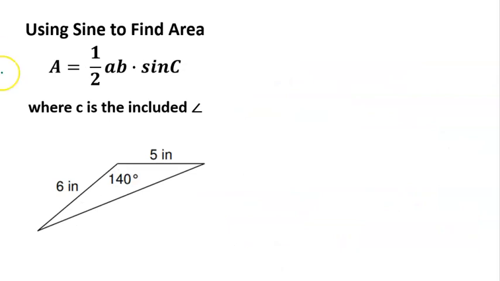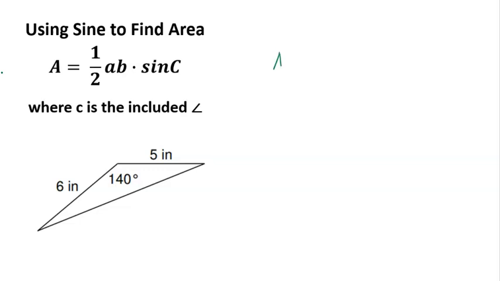All right, now let's switch gears and let's use sine to find area. And so this is when we have C is the included angle. And so this is a formula that you have for area. This is used for honors geometry, so it may not show up on your EOC, but we're still going to cover it in our lessons.